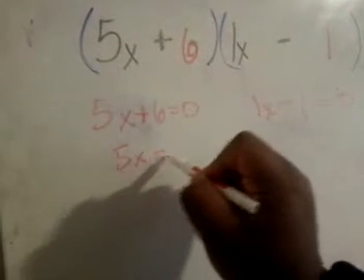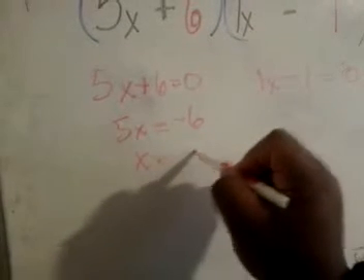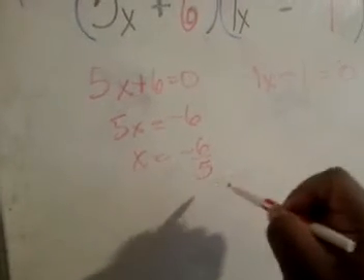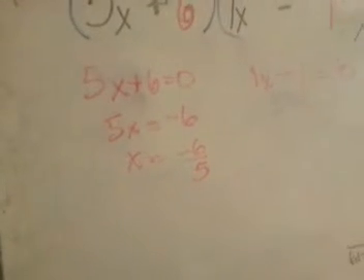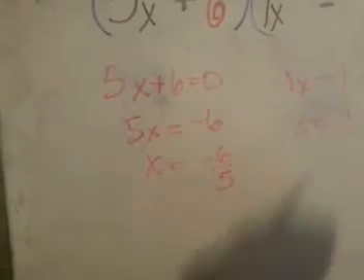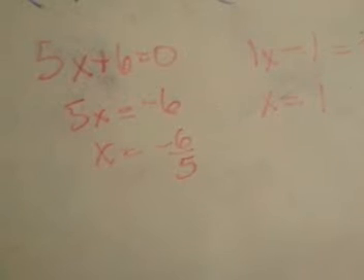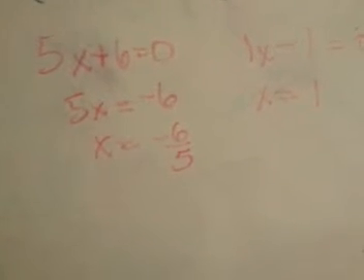5x equals negative 6. X equals negative 6 over 5. Right, real easy. Over here, x equals, you bring the 1 over, x equals 1. Okay, simply put.